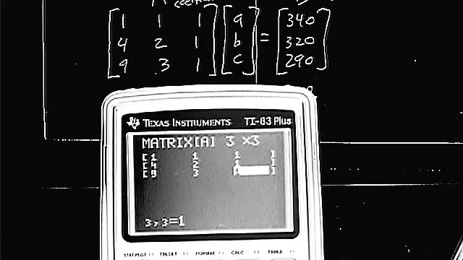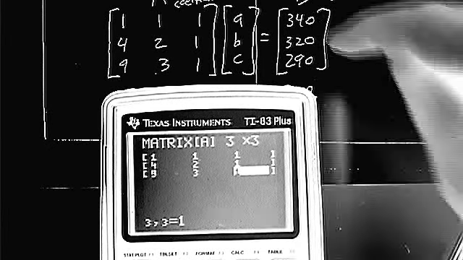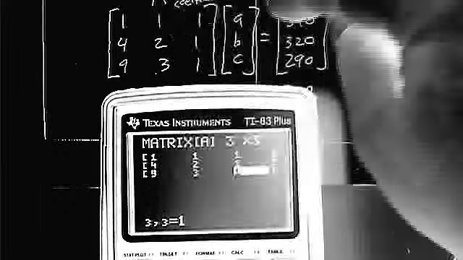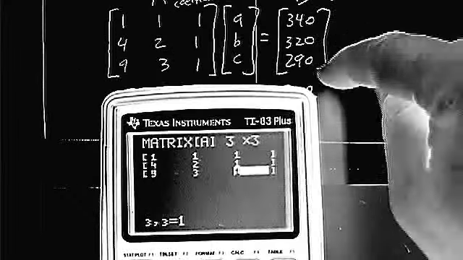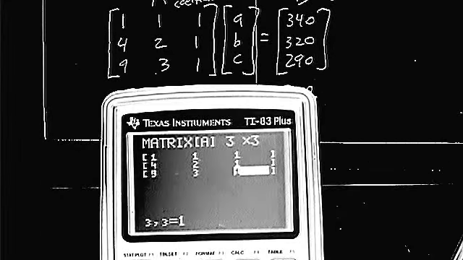Now, some of you might say, well, what if I rearrange the equations? Would it be okay? Sure, as long as all of the values are the same. Like if you put the 1, 1, 1 at the bottom and had 340 at the bottom, that's still okay. It's still going to work out fine. Okay? As long as you rearrange them correctly, it will not be a problem.